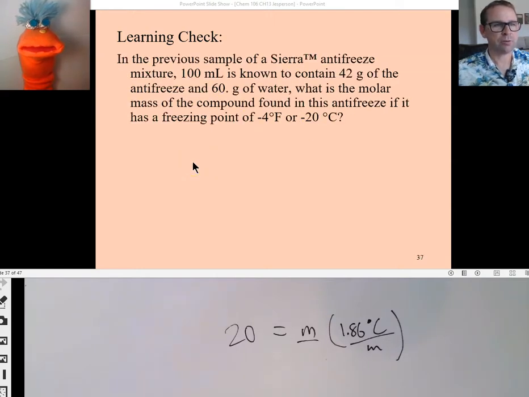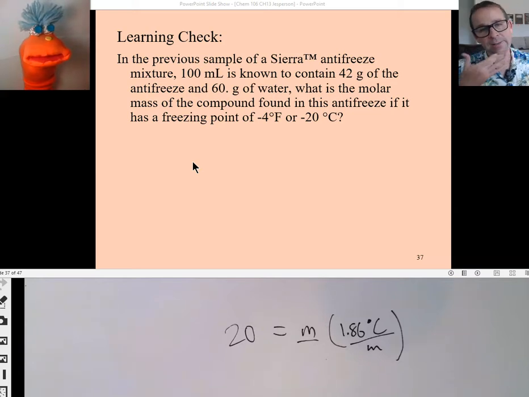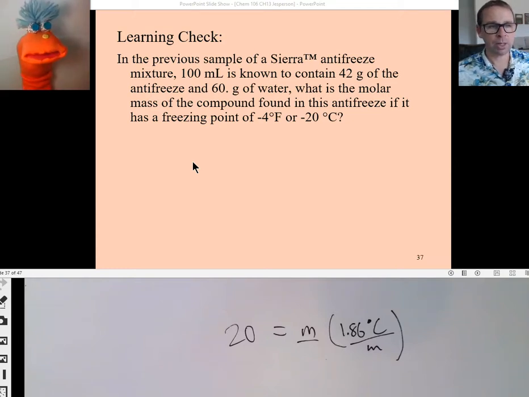So, if the antifreeze mixture, if 100 milliliters is known to contain 42 grams of antifreeze and 60 grams of water, what's the molar mass of the compound found in the antifreeze if it has a freezing point of -20 degrees Celsius? Well, what we are basically going to be using here is the molality again, and we can find it since 100 milliliters is known to contain 42 grams of antifreeze, 60 grams of water.